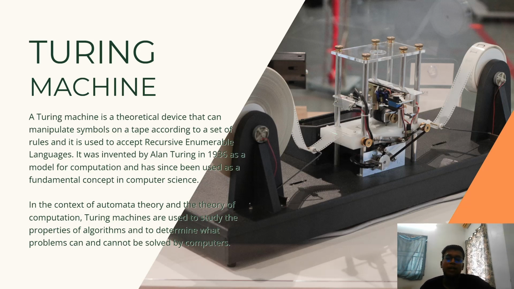In the context of automata theory and theory of computation, Turing machines are used to study the properties of algorithms and to determine what problems can and cannot be solved by computers. A Turing machine, in simpler words, is just a tape which holds several alphabets such as zeros, ones, or any alphabet between A to Z, and it can be modified, deleted, or created.